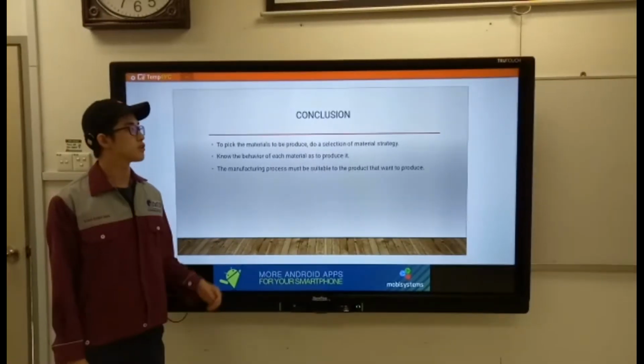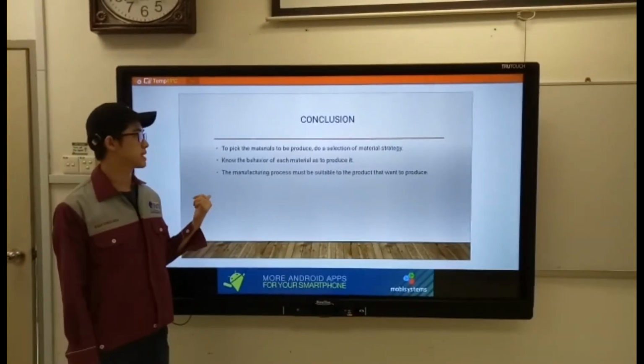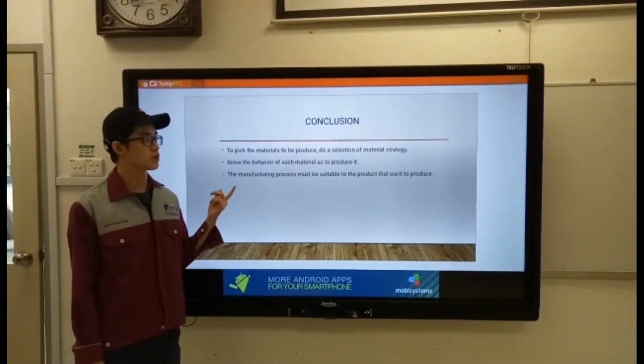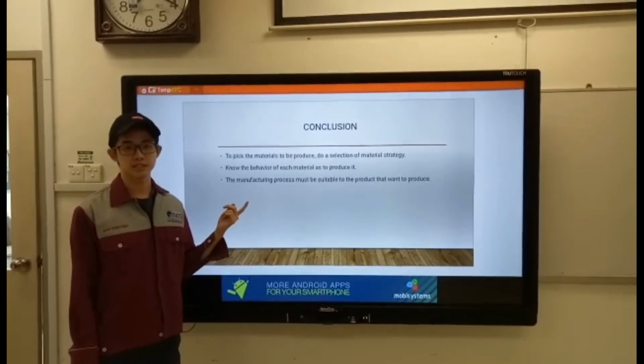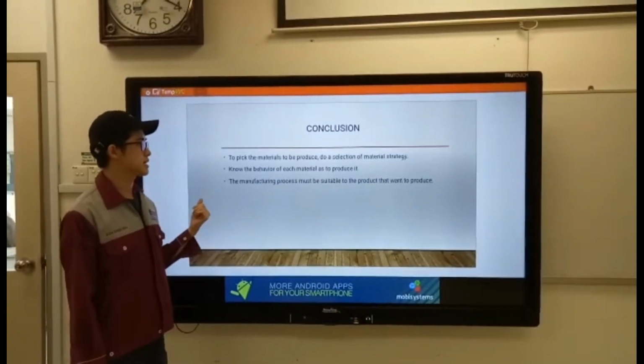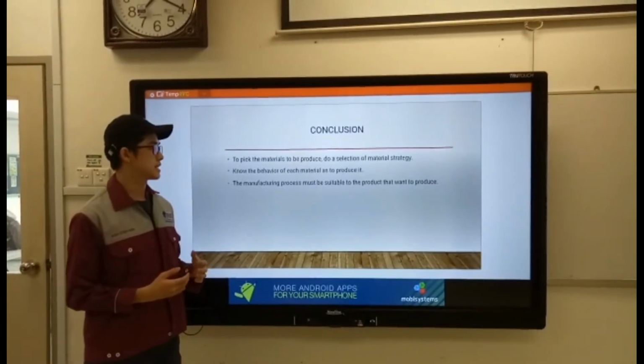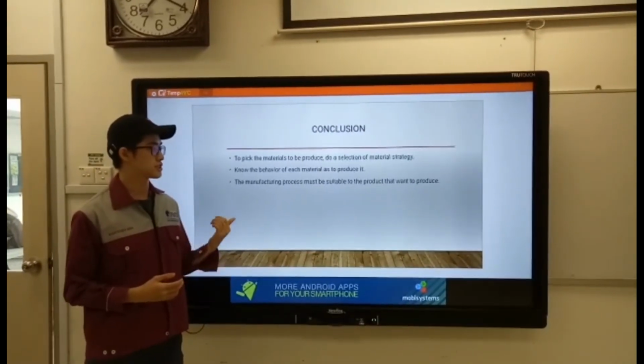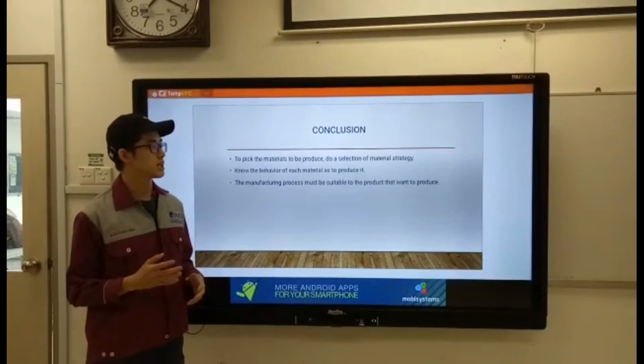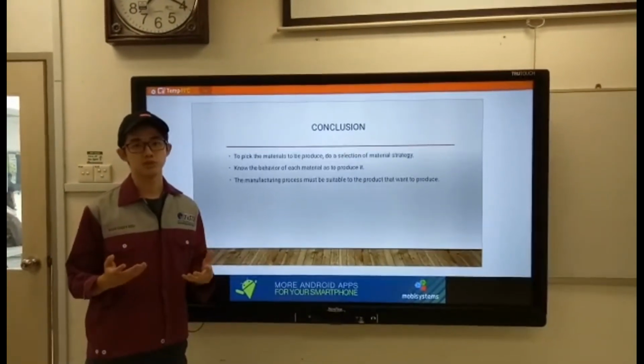Okay, so for the conclusion, the first one is to pick the material to be produced and do a selection of material strategy to form the foam. The second is to know the behavior of each material to produce it. And finally, the manufacturing process must be suitable to the product that we want to produce, which is the foam.